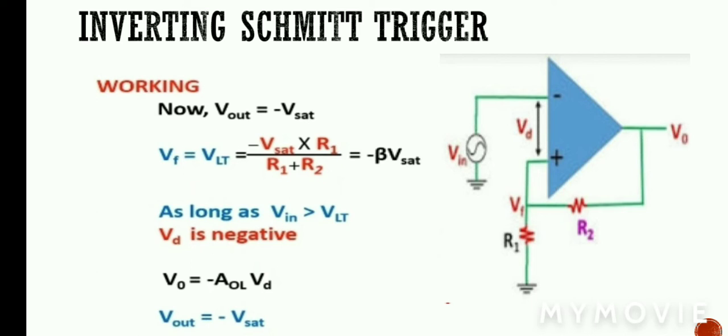Now output voltage is minus Vsat and Vf becomes VLT. So VLT equals minus Vsat into R1 by R1 plus R2, and this R1 by R1 plus R2 is beta. So VLT equals minus beta into Vsat. Now as long as Vin is greater than VLT, where VLT is at the non-inverting terminal of the operational amplifier, Vd again becomes negative, and because Vd is negative, the output voltage is also negative and output voltage remains at minus Vsat.